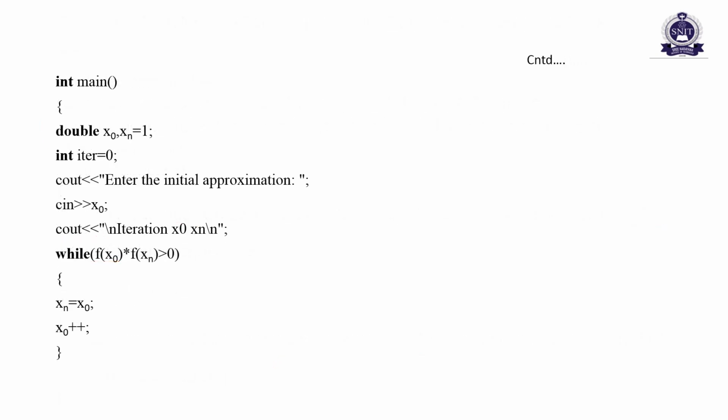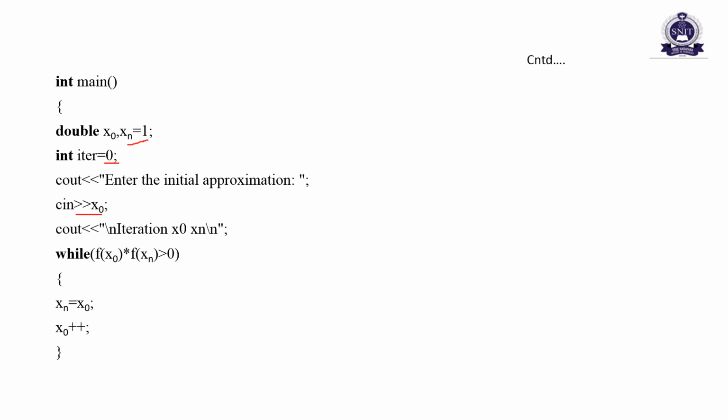Then int main section, you are declaring x0 and xn as double and you are initializing xn as 1. Iteration 0, that is iter is the iteration, that is also integer. Then cout, enter the initial approximation. See, in the example we have considered x0 as 1. We have assumed x0 as 1. So that is what we are doing here. cin x0. Then cout iteration x0 xn, that will be printed.